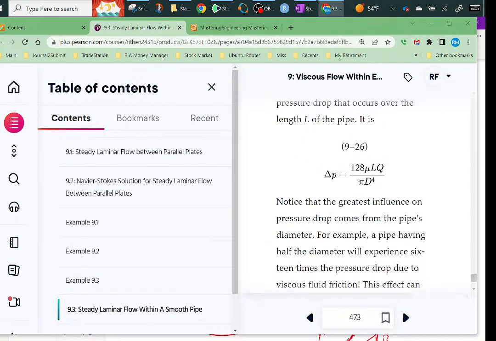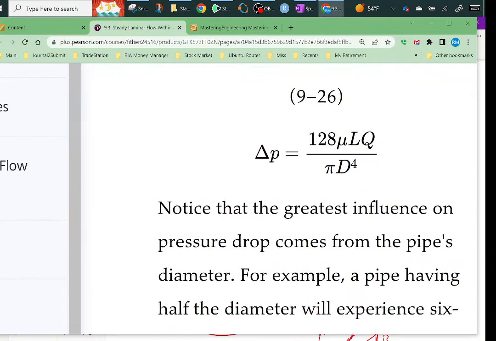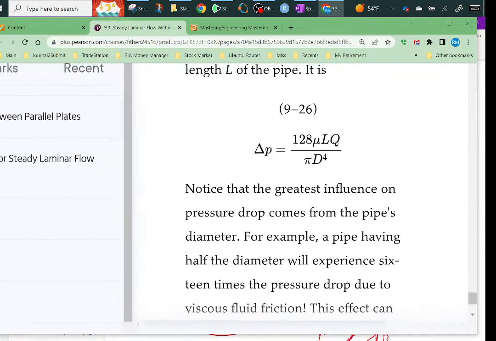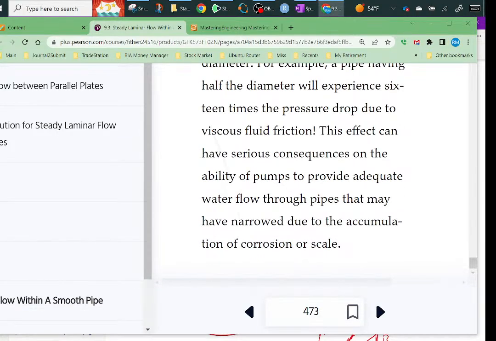Okay, so there you go. He went on to that. But if you take the Q and move it off to the right, you'll see the 128 mu L over pi d to the fourth is like a resistance. I mean, that's all it really is.